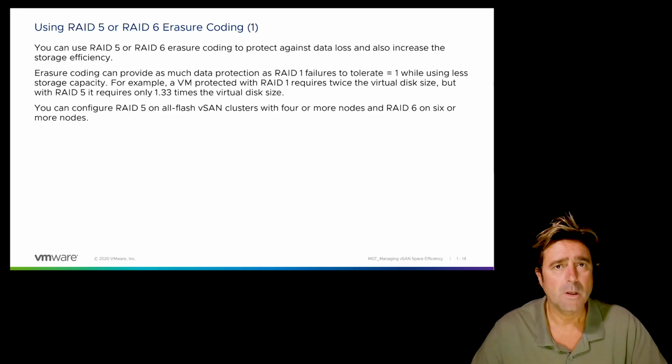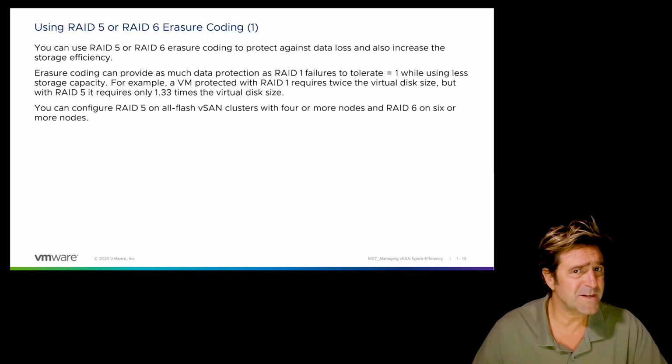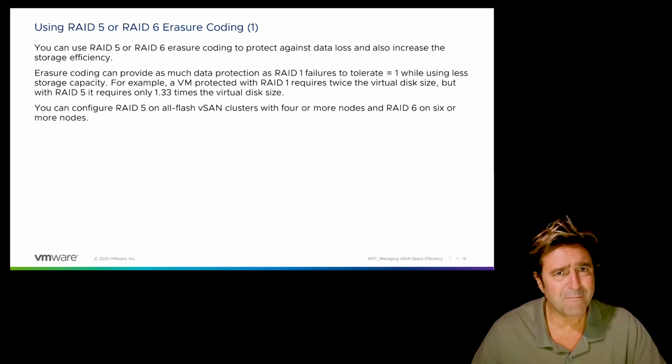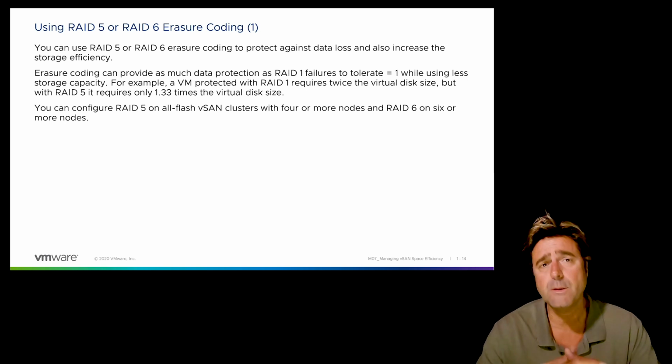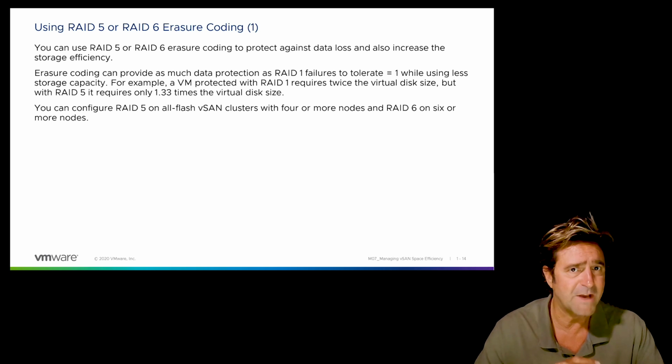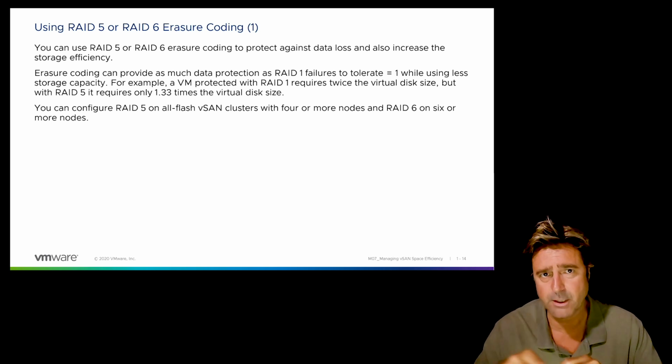Welcome back. And now it's time to talk about additional space-saving features. So on this page, you can see that we've mentioned for a while now, ever since vSAN 6.2, you have been able to use RAID 5 and RAID 6. Please remember, RAID 5 and RAID 6 can only be used if you have the all-flash architecture, not if you have the older hybrid architecture.